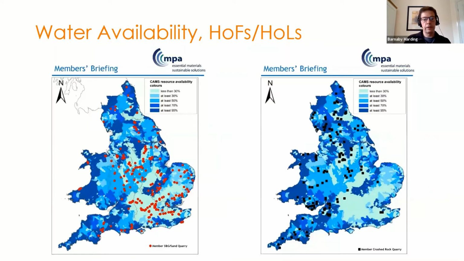These two figures are produced by the MPA, the Mineral Products Association, and they show member sites superimposed on the CAMS resource availability categories. On the left, sand and gravel quarries, and on the right, crushed rock quarries. The lighter the colour here, the less water is available or the more restricted it is. It's only available at certain times. So you can see there are large areas where there is restricted water availability, and if you're needing to dewater permanently, that's going to present you with a problem.